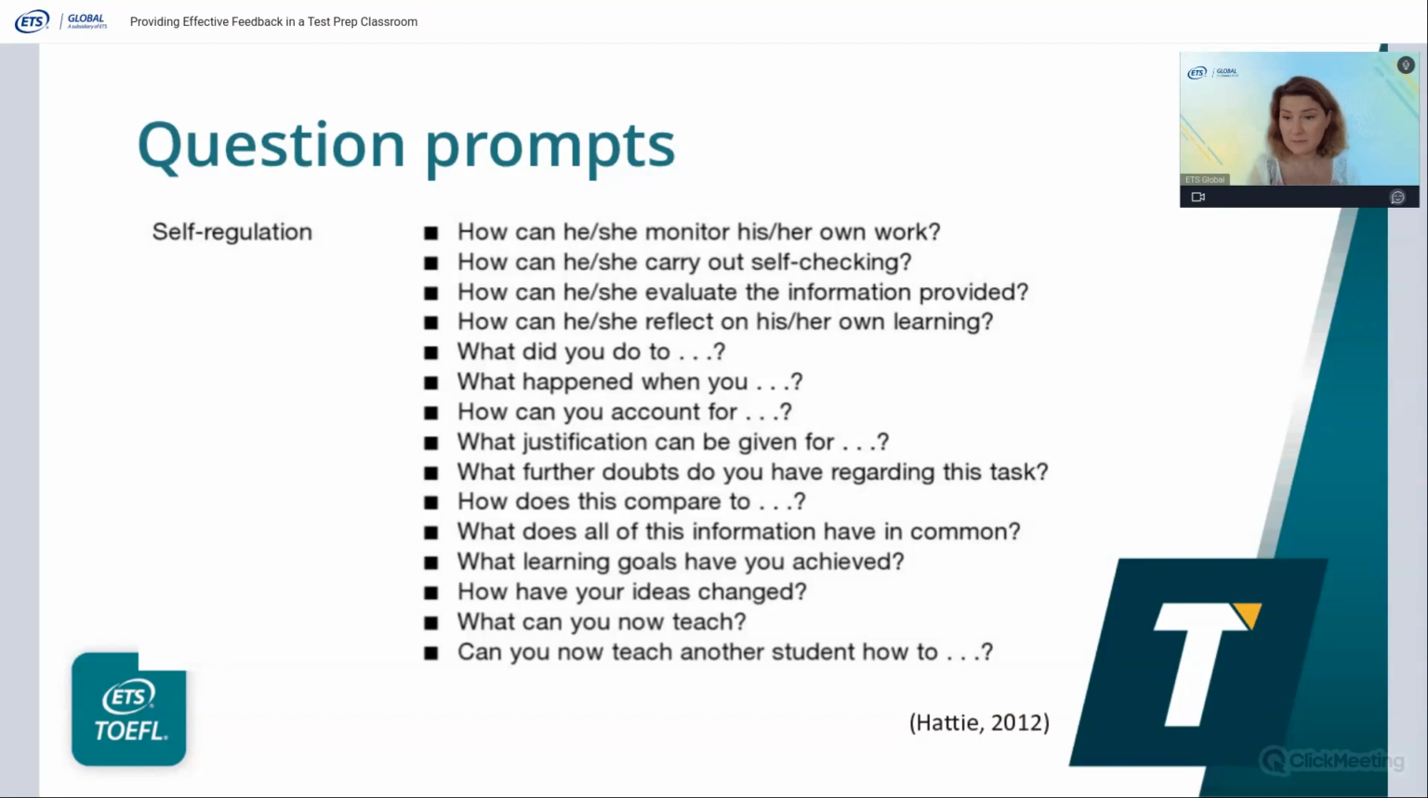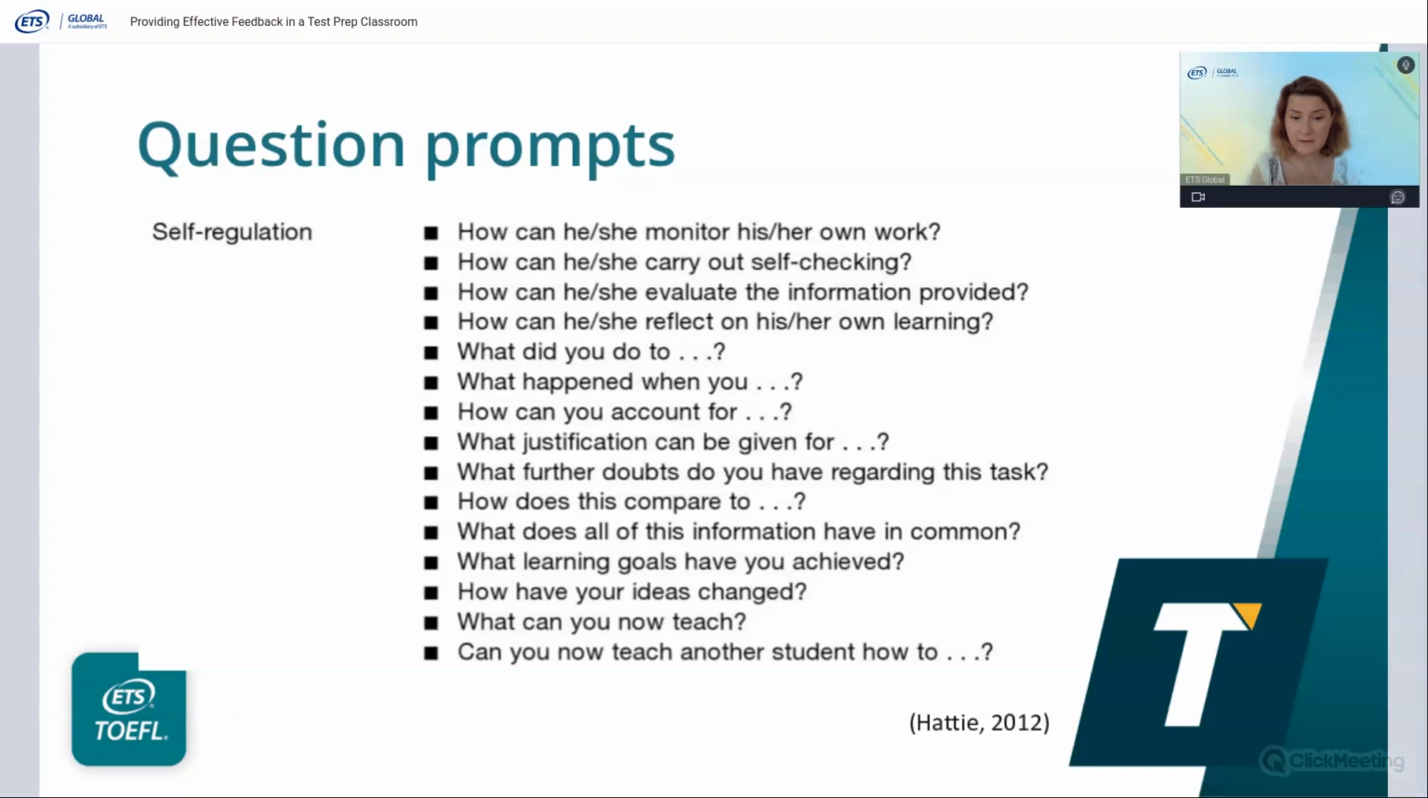What justification can be given for the way they completed the task in a specific way? What further doubts do you have regarding this task? How does this compare to, let's say, another task you have done that was maybe more successful than this one?